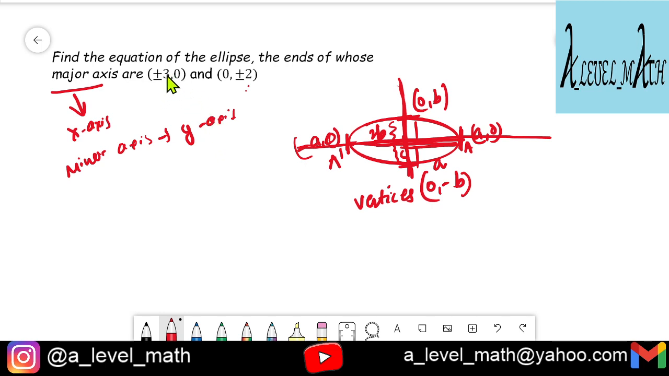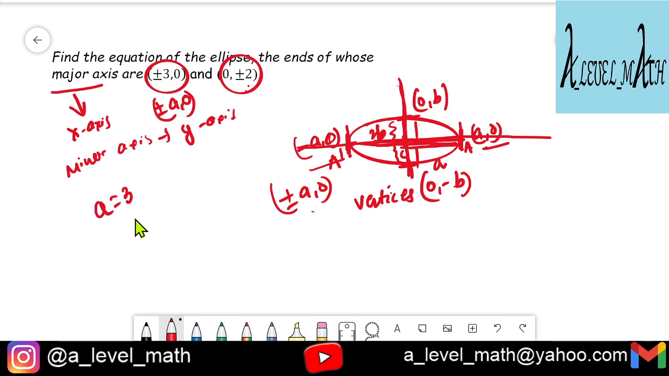So we are given that the major axis ends are plus minus 3 comma 0 and minor axis ends are 0 comma plus minus 2. So if I compare these coordinates with plus minus a comma 0, which are the endpoints of my vertices, guys, because a comma 0 and minus a comma 0 I can write down as plus minus a comma 0. So if I compare plus minus a comma 0 with plus minus 3 comma 0, I can easily find out the value of a, which is 3. And if I compare 0 comma plus minus 2 with my endpoints of minor axis, which are 0 comma plus minus b, then I quickly get the value of b, which is equal to 2.